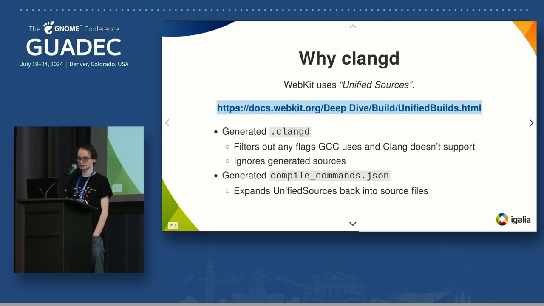Whatever editor you choose to use, we recommend Clangd for the C++ integration. The main reason for that is that WebKit uses a complicated build system solution called Unified Sources. It combines about 8 source files into 1 source file at build time, which reduces the number of files you have to compile by 1/8. So it significantly speeds up compilation time for such a large code base.